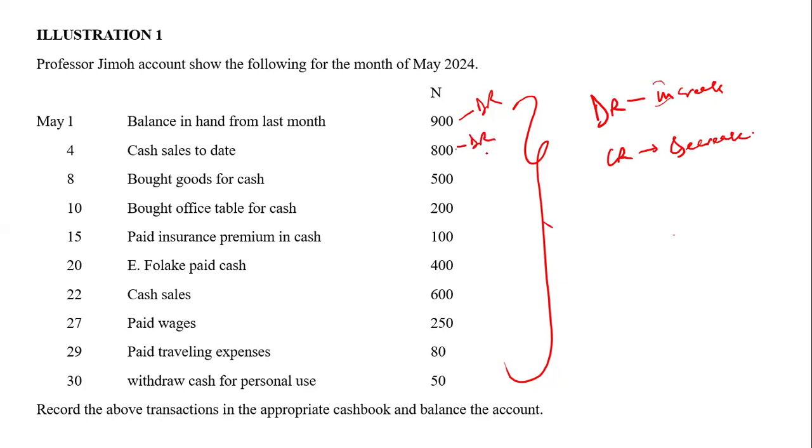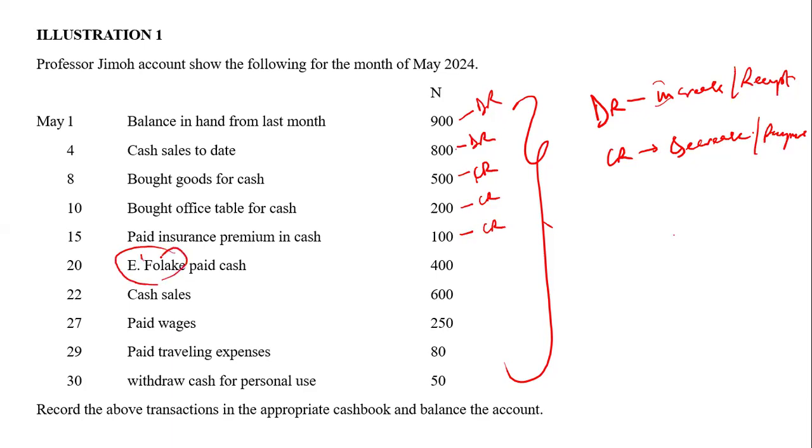Bought goods for cash is a payment. Let's remember again, we said receipt, we talk about payment. When bought goods for cash, that is going to be payment. So what do we do with credit? Bought office equipment, credit, payment. Paid insurance, credit.